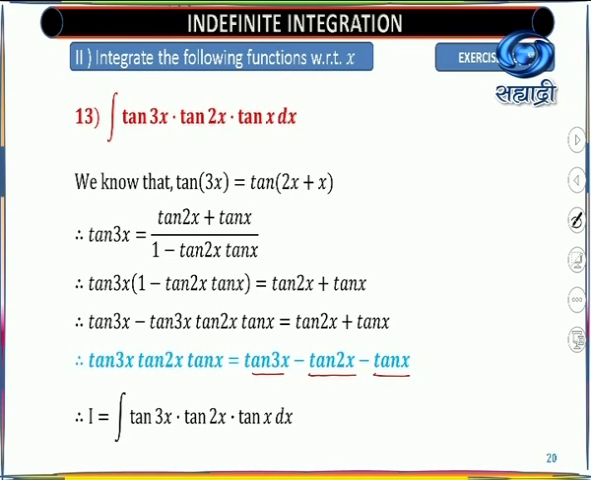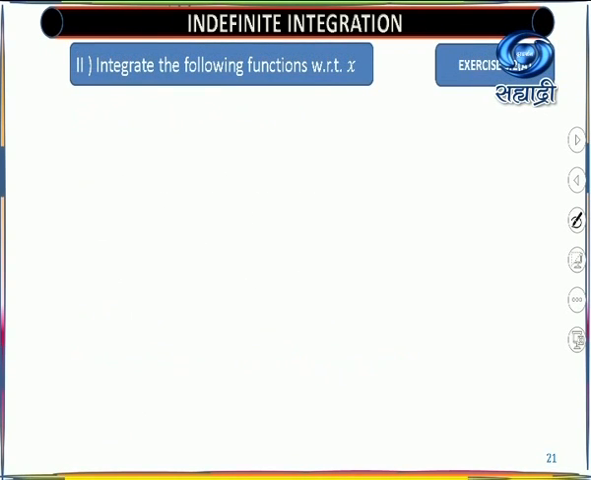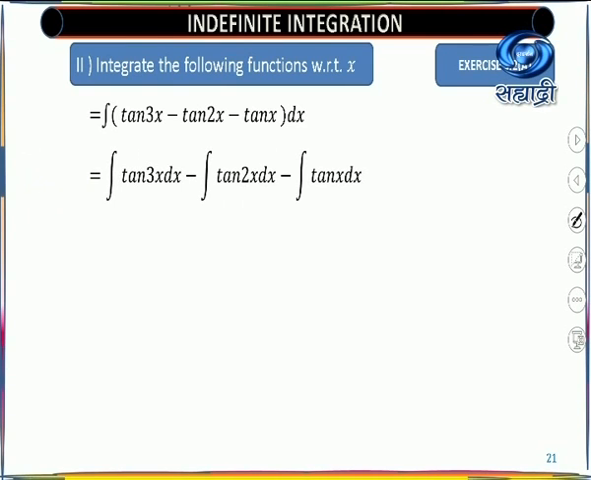Integral of tan 3x tan 2x tan x dx is nothing but the sum and the difference of the integrals, that is tan 3x minus tan 2x minus tan x dx. Now separate out the terms. If you separate out the terms, you will get integral of tan 3x dx minus integral of tan 2x dx minus integral of tan x dx.